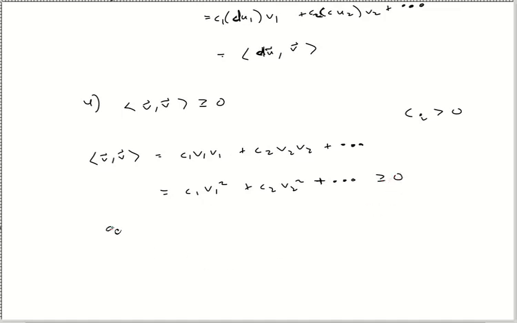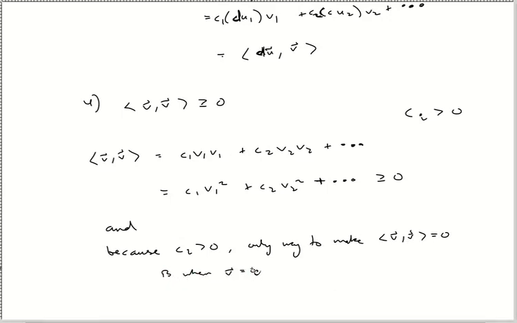Now remember that there's a second part to this. How I wrote it is I said because my Ci is always greater than 0, the only way to make my ⟨v, v⟩ equal to 0 is when v equals the 0 vector. Okay, and then I'm finally done with all that.